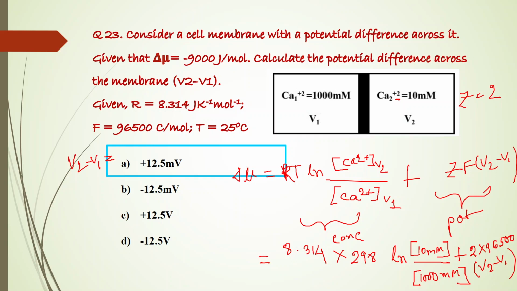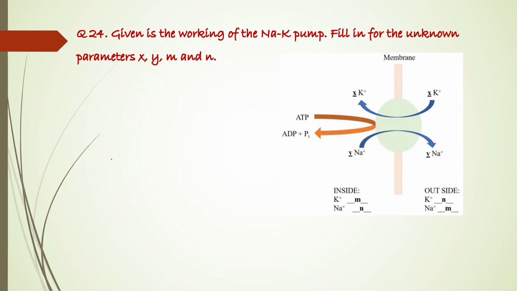Okay, just write down the equation and from the question fill in the concentrations, Z values, F values, temperature, R value, everything, and you will get your potential difference V2 minus V1. Okay. Moving to the next one.